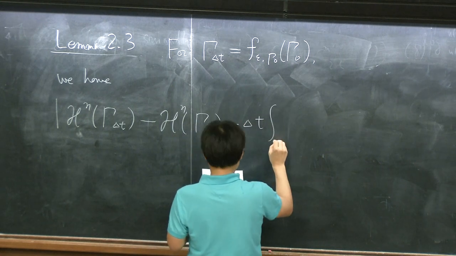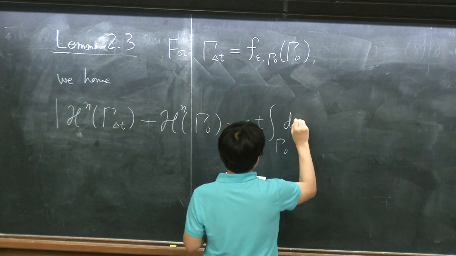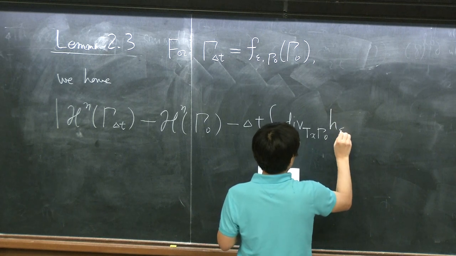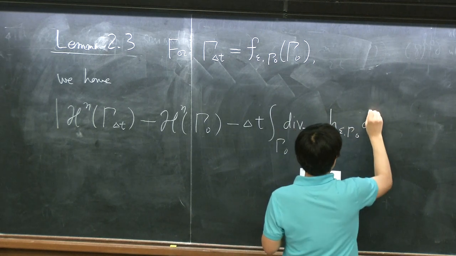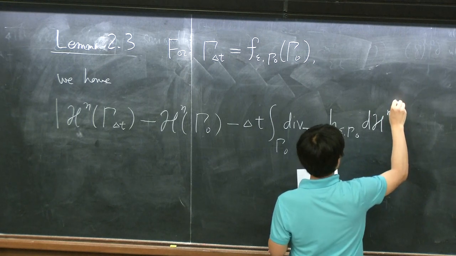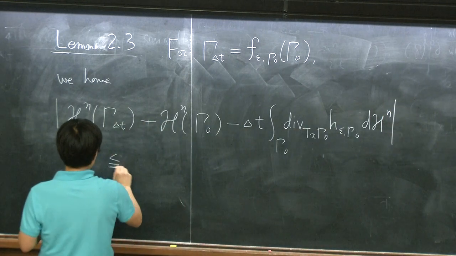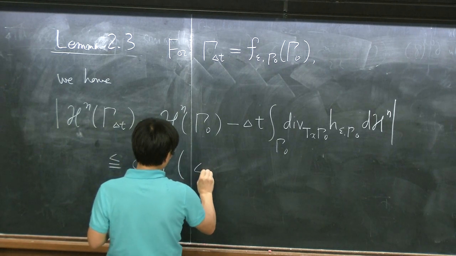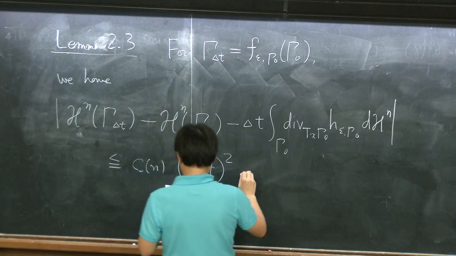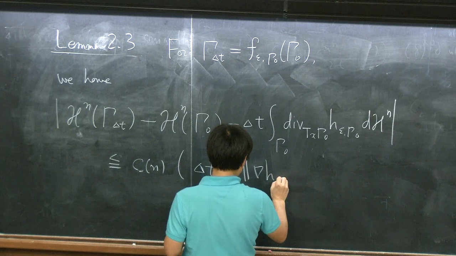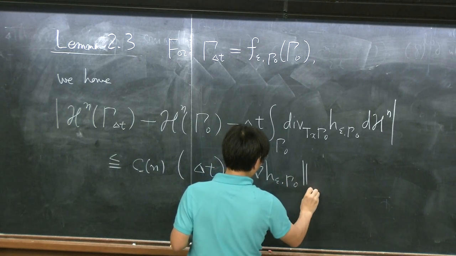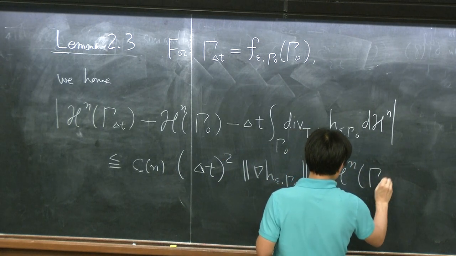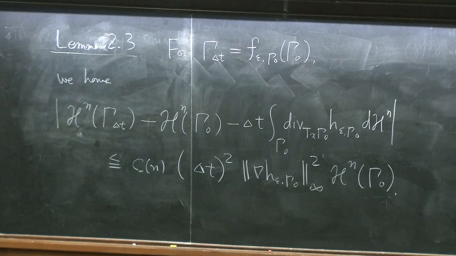So let's see, gamma zero, divergence of T x gamma zero, h of epsilon gamma zero, dH k, dH n. This is bounded by a constant depending on dimension, times delta t squared. And let's see, derivative of h squared times H n of gamma zero. So this holds, okay?